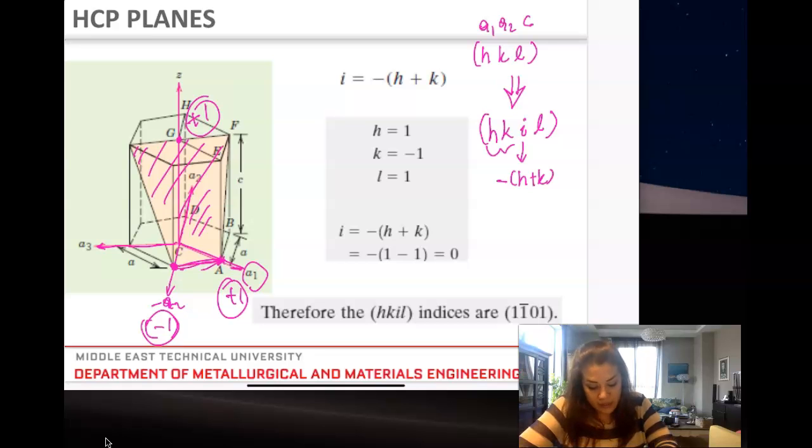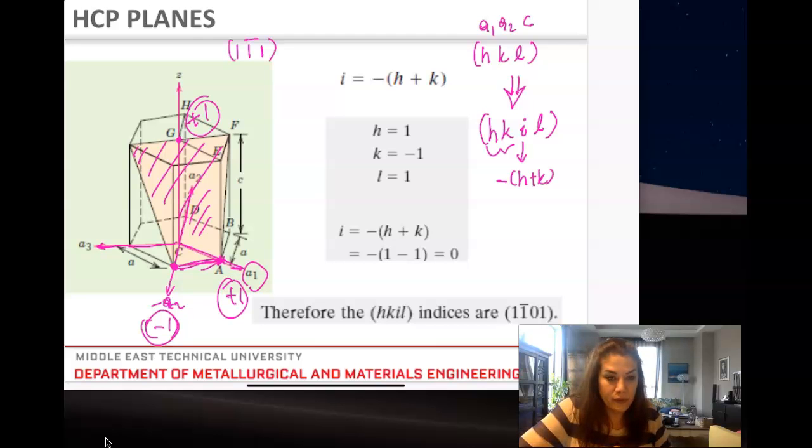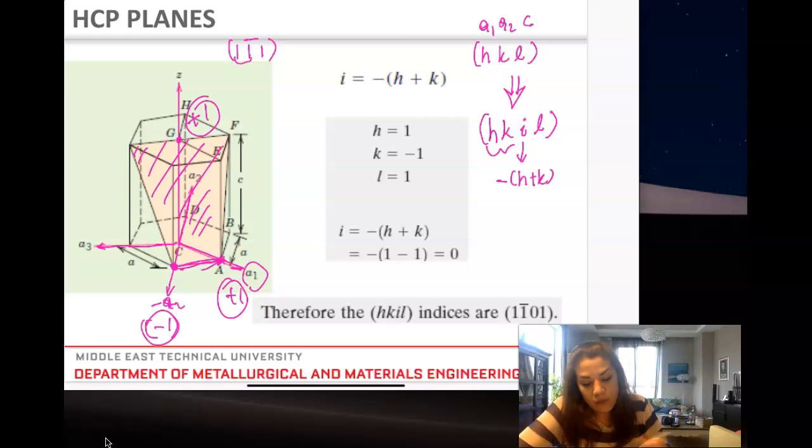Let's write it down. It is A1 being plus 1, A2 being negative 1, 1 bar, and L being 1 as a designation for the C height. It's easy to convert. Just add these two up. 1 plus negative 1 makes 0, right? And put a negative sign in front of it, and put it right in here as an I parameter, I index. So for converting from three-axis to four-axis in the case of planes, it's simple. So it is 1, 1 bar, 0, 1, where I is equal to negative of 1 plus negative 1.